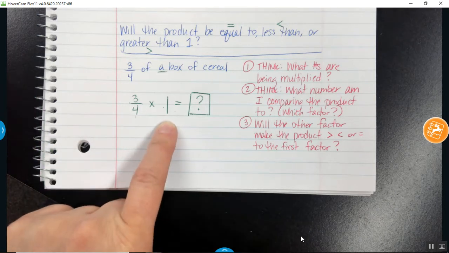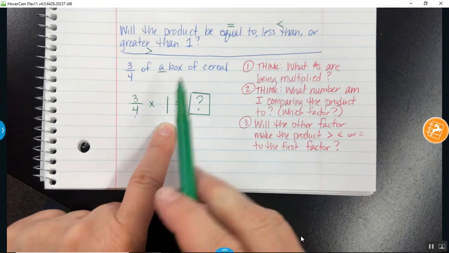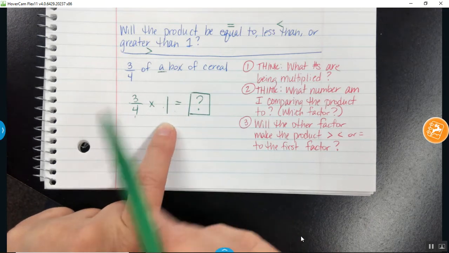So there's a lot of going back and forth here. It's a lot of critical thinking, okay? But it's really not that complicated.